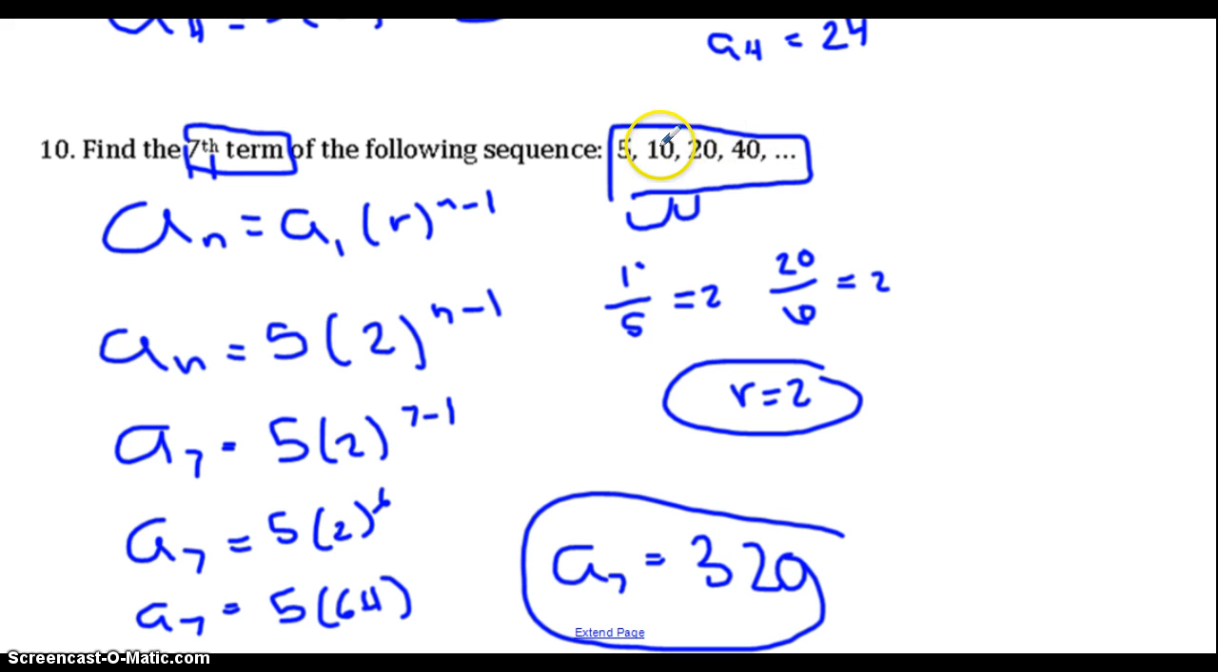And let's see, does that make sense? 5 times 2 is 10, times 2 is 20, times 2 is 40. Let's keep going. Our fifth term would be 80. Our sixth term would be 160, and our seventh term would be 320. So yeah, this all worked out, huh?